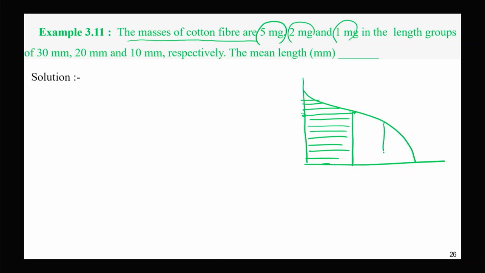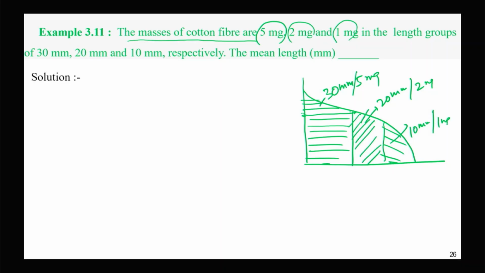Then this is the 20 mm length group, and this is the 10 mm length group. Here, the 30 mm length group and weight is 5 milligram. 20 length group, weight is 2 milligram, and 10 length group, 1 milligram.